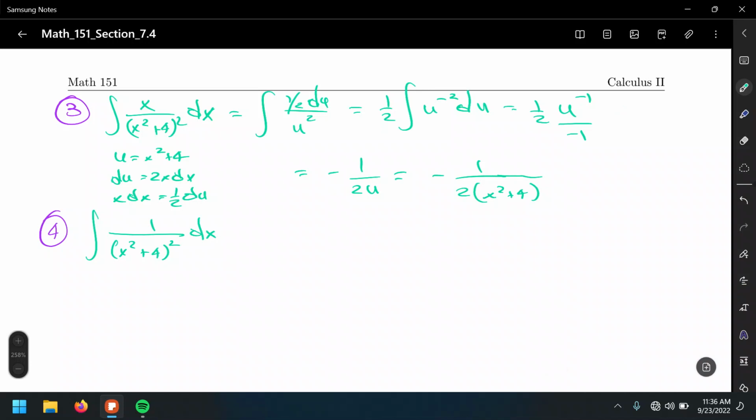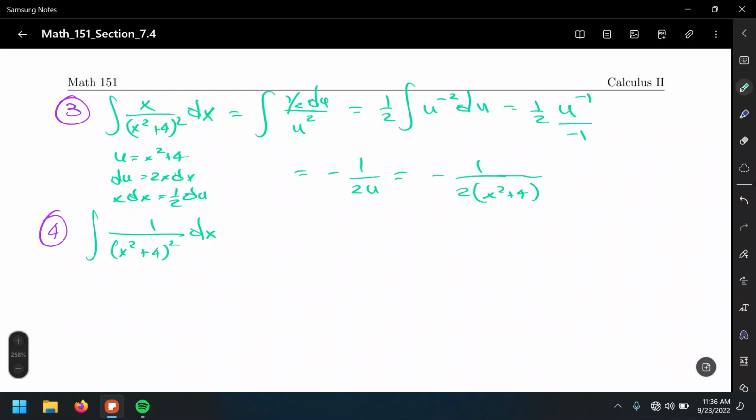Can we do U substitution? We're missing one factor of x, so we can't. Can we do the arctan rule, x squared plus 4, like we did for integral number 2? We can't because we have a power 2 here. What are we going to do here? Trigonometric substitution we're going to do here.